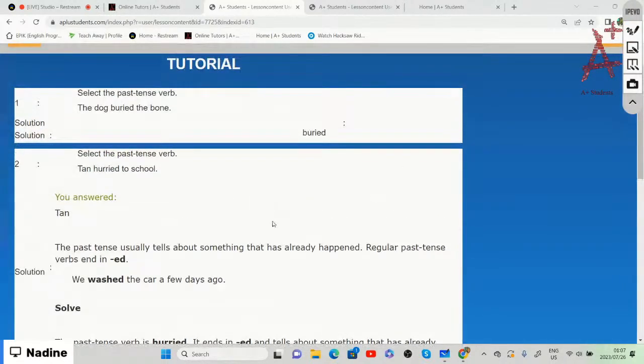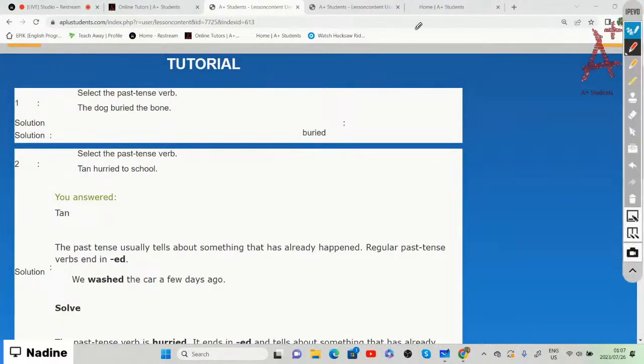All right, so now if we look at the sentence, it says we need to select the past tense verb. The dog buried the bone. We need to select the past tense verb within that sentence, the action that takes place, but in the past tense. So the dog buried the bone, right? If we select the past tense verb within that sentence, then we select buried, right?